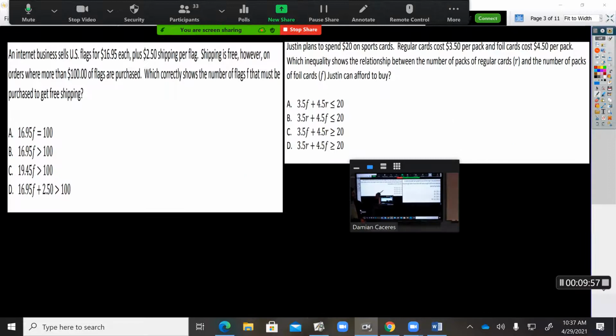Now on this one, I want you to try the first one on your own. I will do the second one on the board after. So this is your OYO question on your own. This one's going to be guided.